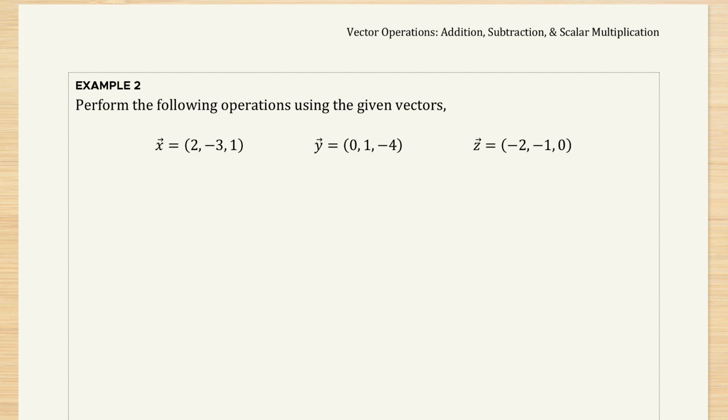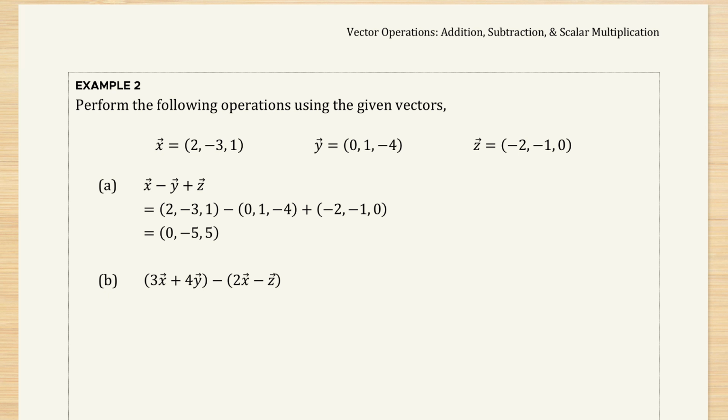We're given the vectors x, y, and z. Evaluate x minus y plus z. We do so component by component. X is 2, -3, 1, y is 0, 1, -4, and z is -2, -1, 0. Adding and subtracting component by component, 2 minus 0 plus -2 is 0. -3 minus 1 plus -1 is -5. 1 minus -4 plus 0 is 5.